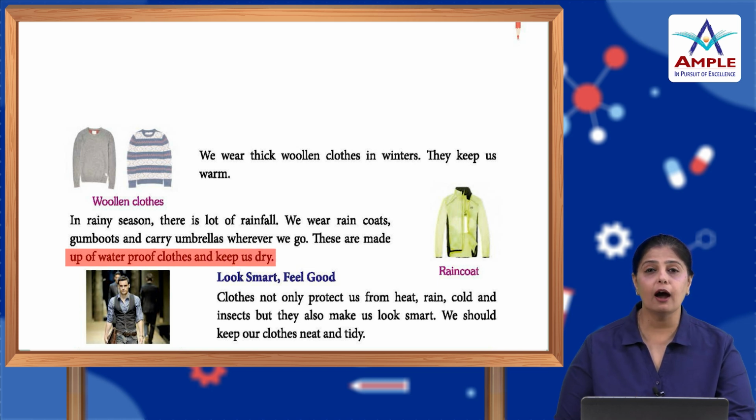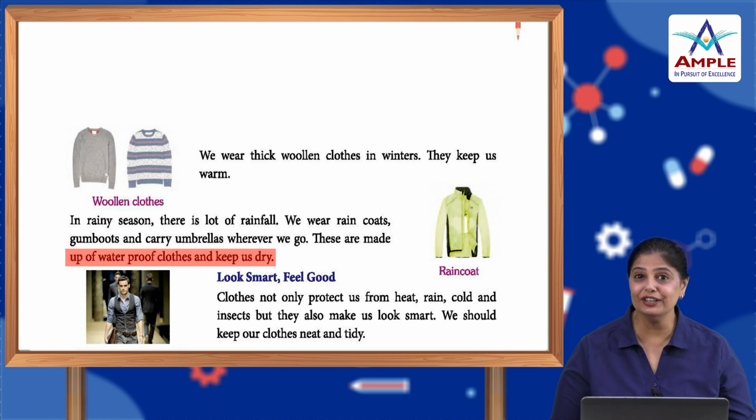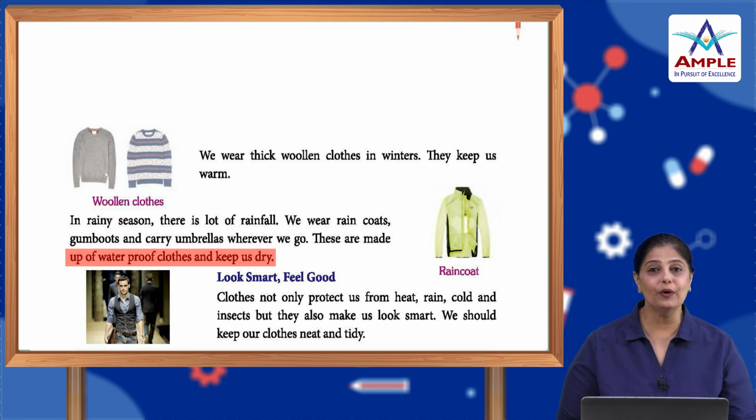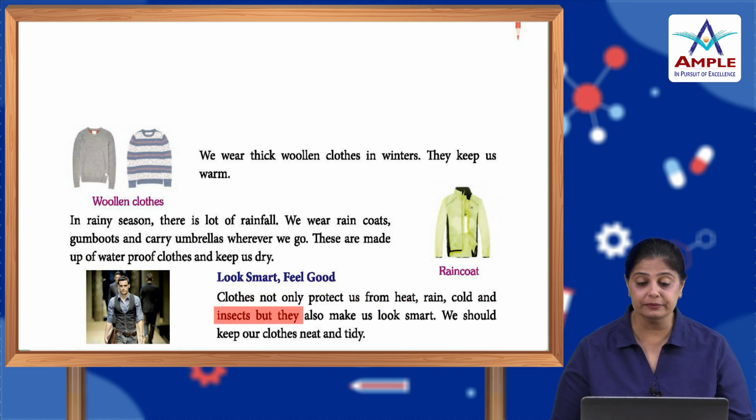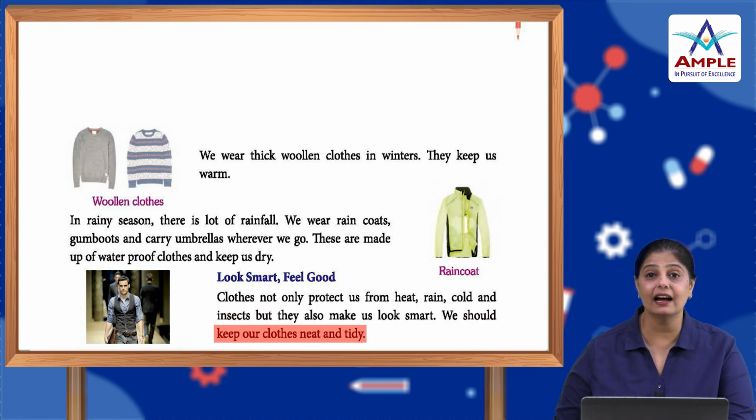Now, apart from the protection part, what happens when you wear nice clothes? You feel that you are looking smart. You look good with different types of clothes that you wear, isn't it? Clothes make us look good, they make us look smart, and when we look good and smart, automatically we get confident, isn't it? So, clothes not only protect us from heat, rain, cold and insects, but they also make us look smart. We should keep our clothes neat and tidy.